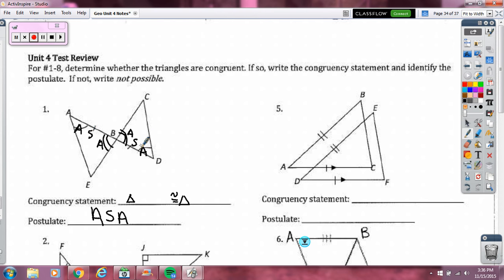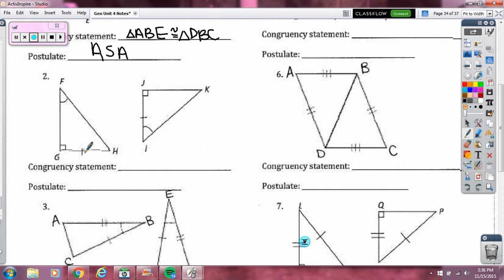Here it looks like A and D have the same number of markings, so I'll put those in corresponding positions. They both have angle B, and then the other angle over here is C, the other one over here is E. Cool. Now let's move on, look at number 2.